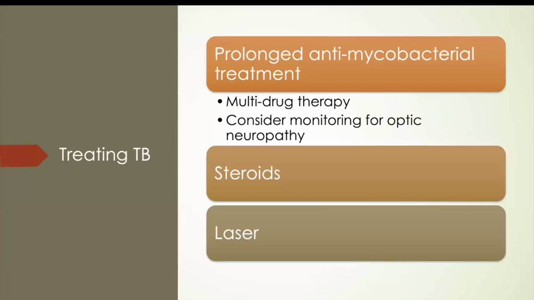So you're going to treat the TB. It's a long treatment with multi-drug therapy. Consider the side effects of something like ethambutol, with optic neuropathy. These patients can benefit from topical steroids or even sometimes systemic steroids to help with the inflammation. And later on down the line, if these patients develop CNV or neovascularization, some laser may also help to treat the complications of having ocular TB.